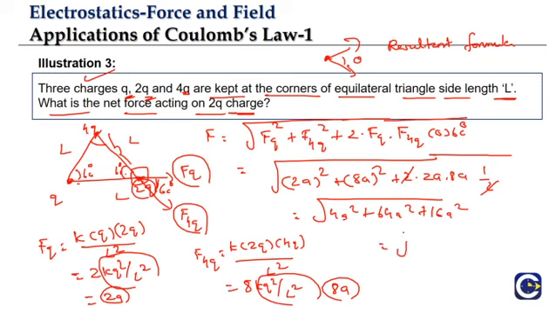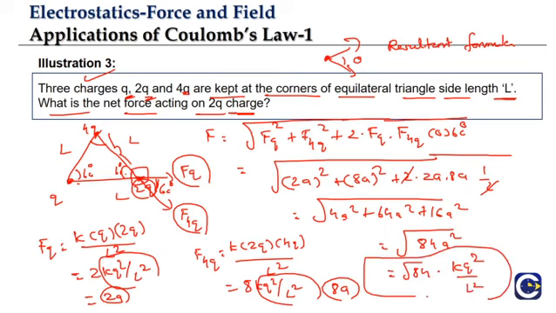So what we have is root of 84a square, which is root 84 into root of a square, which is a, and the value of a is kq square by l square. So this is the resultant force value acting on the charge 2q.